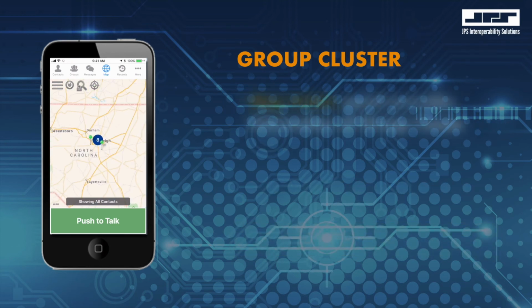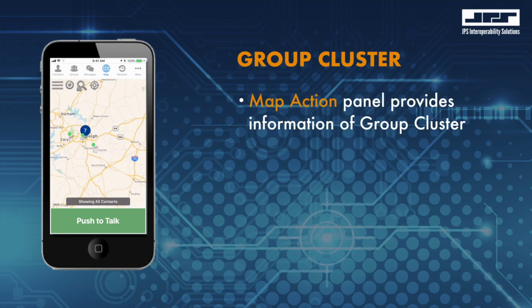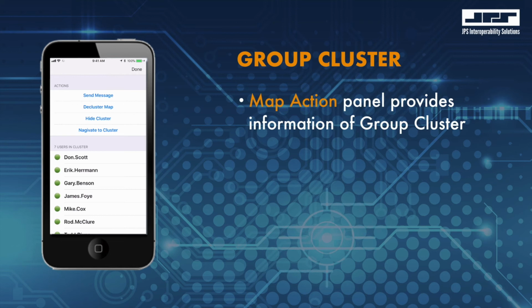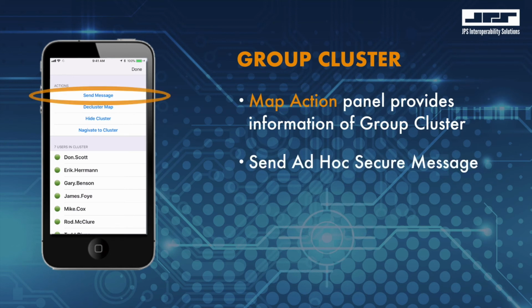If there are multiple group clusters within the map view, an alternative is to tap on the cluster and then tap on I to disclose the list of VIA users within that cluster. In the Map Actions panel, you can send an ad hoc secure message to all members of the group cluster. Remember, we talked about sending and receiving and managing secure messages in episode 5.